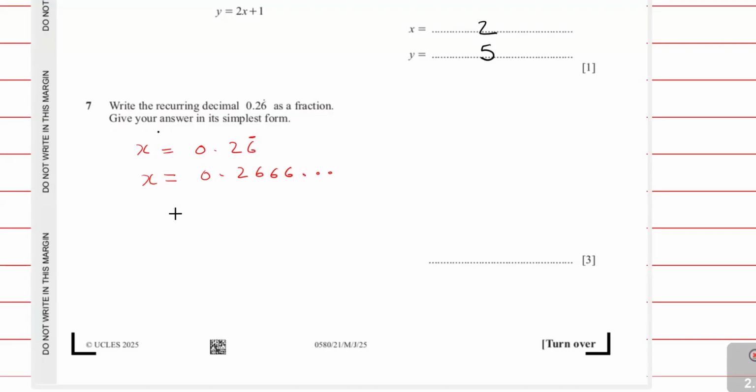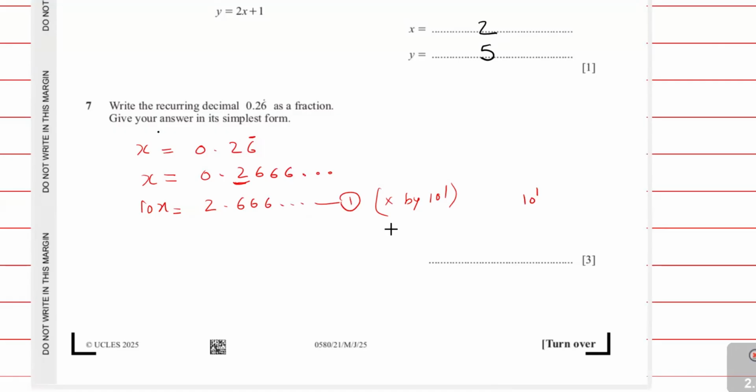In the next step, we will multiply this equation by 10 power the number of non-recurring digits after the decimal. Look here, non-recurring digits after the decimal here are 1. Therefore, we will multiply by 10 power 1. We write here multiply by 10 power 1. This equation we get 10x equal to 2.666, and this is equation 1, we name it.